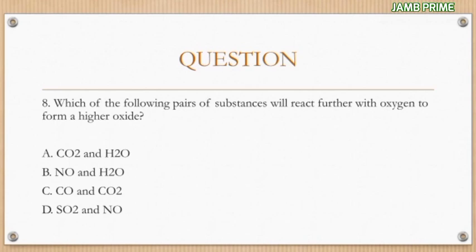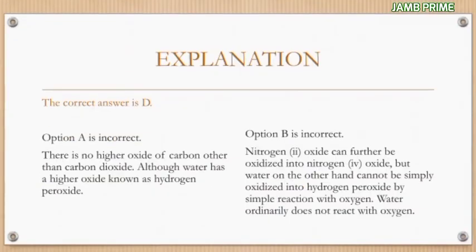Number 1, we have carbon dioxide plus water. Number 2, your NO plus H2O. Your 3, which is CO plus CO2. And your number 4, or your D, which has SO2 and NO. So what's the correct answer? Let's see the explanation to this one now.